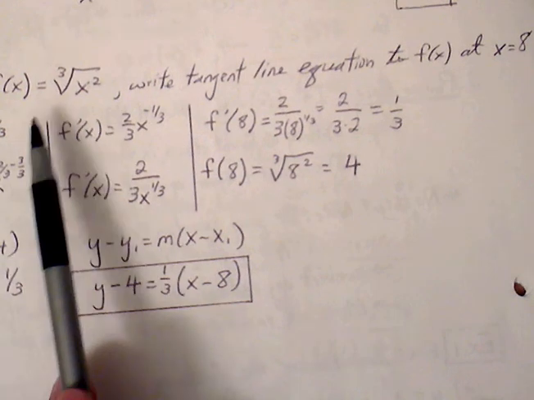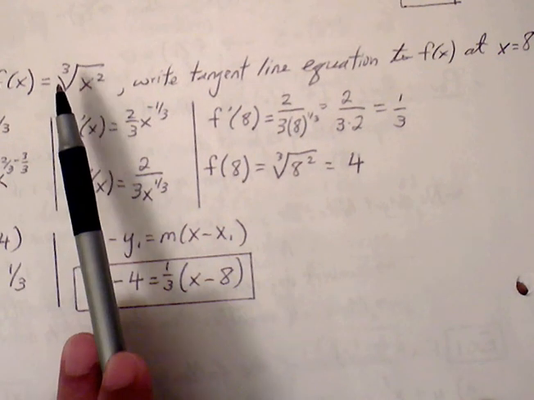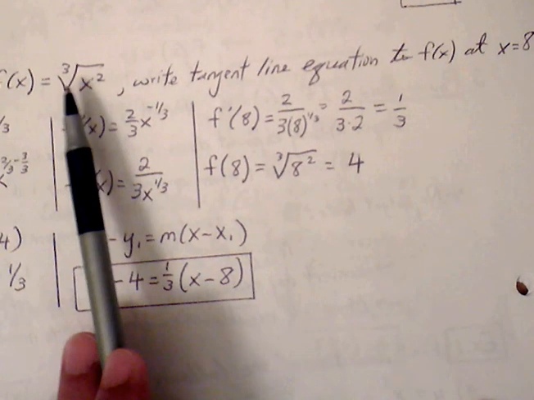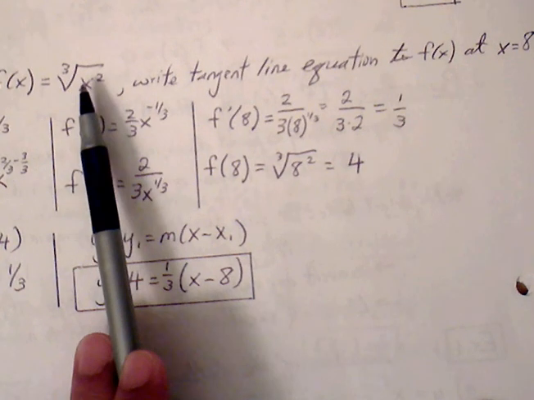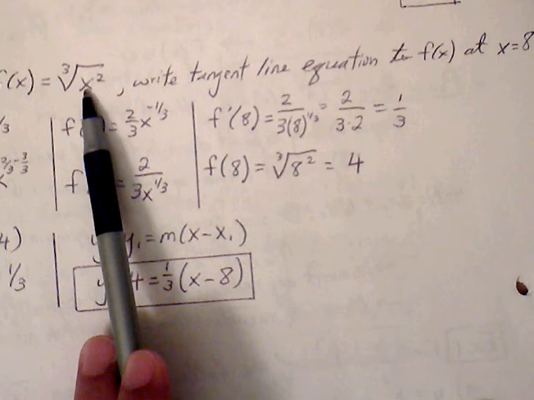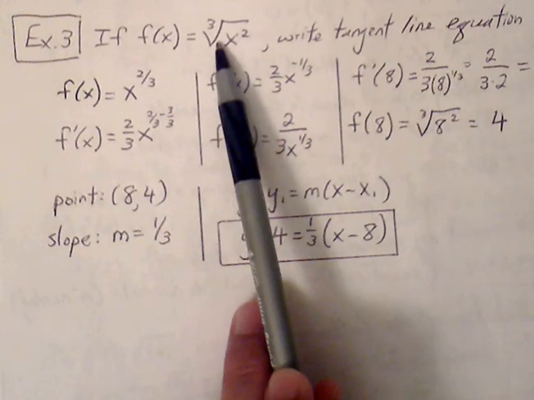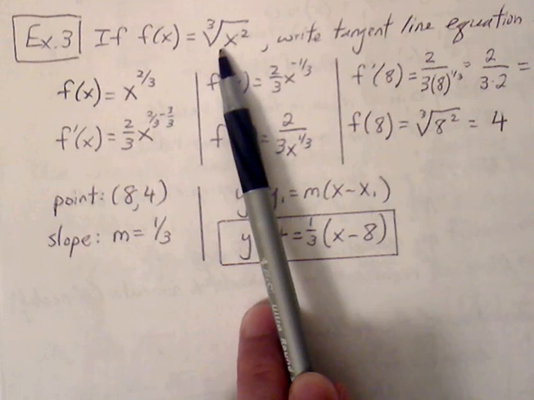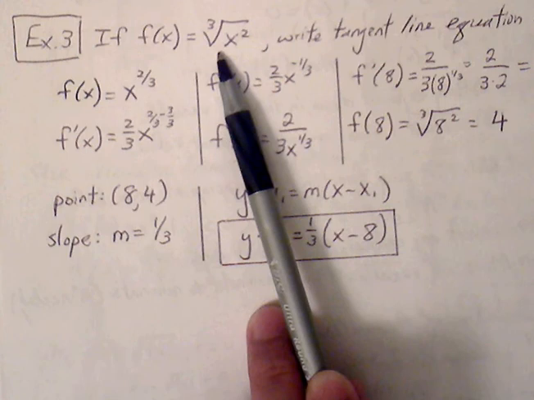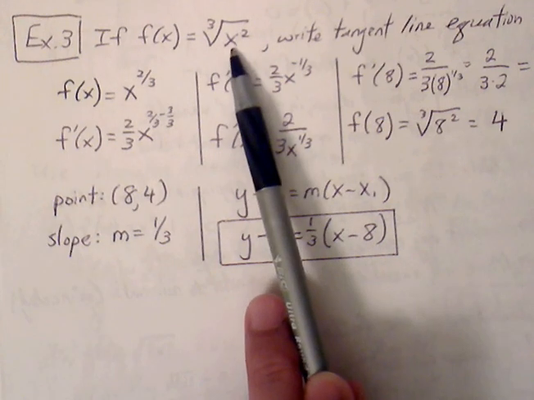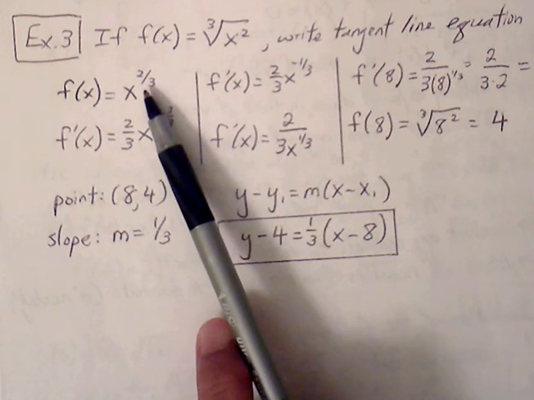Okay, so we need to find the derivative first, find the ordered pair, and then plug the x value into the derivative to find our slope. Once we have our slope and the ordered pair, then we can write the tangent line equation. Okay, so we first need to set this up so that we can get this function in the correct form so we can apply the power rule. We're going to rewrite this as x to the 2/3. So we should be ready to find the derivative.